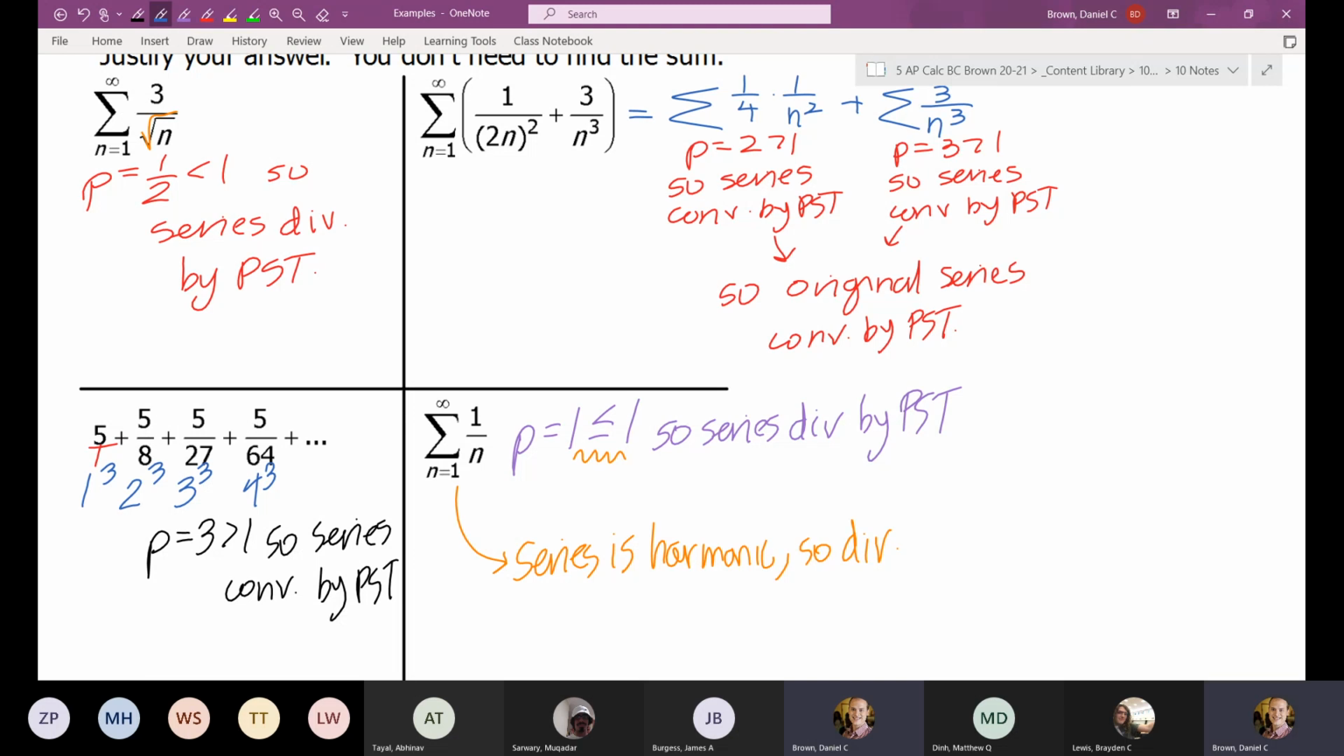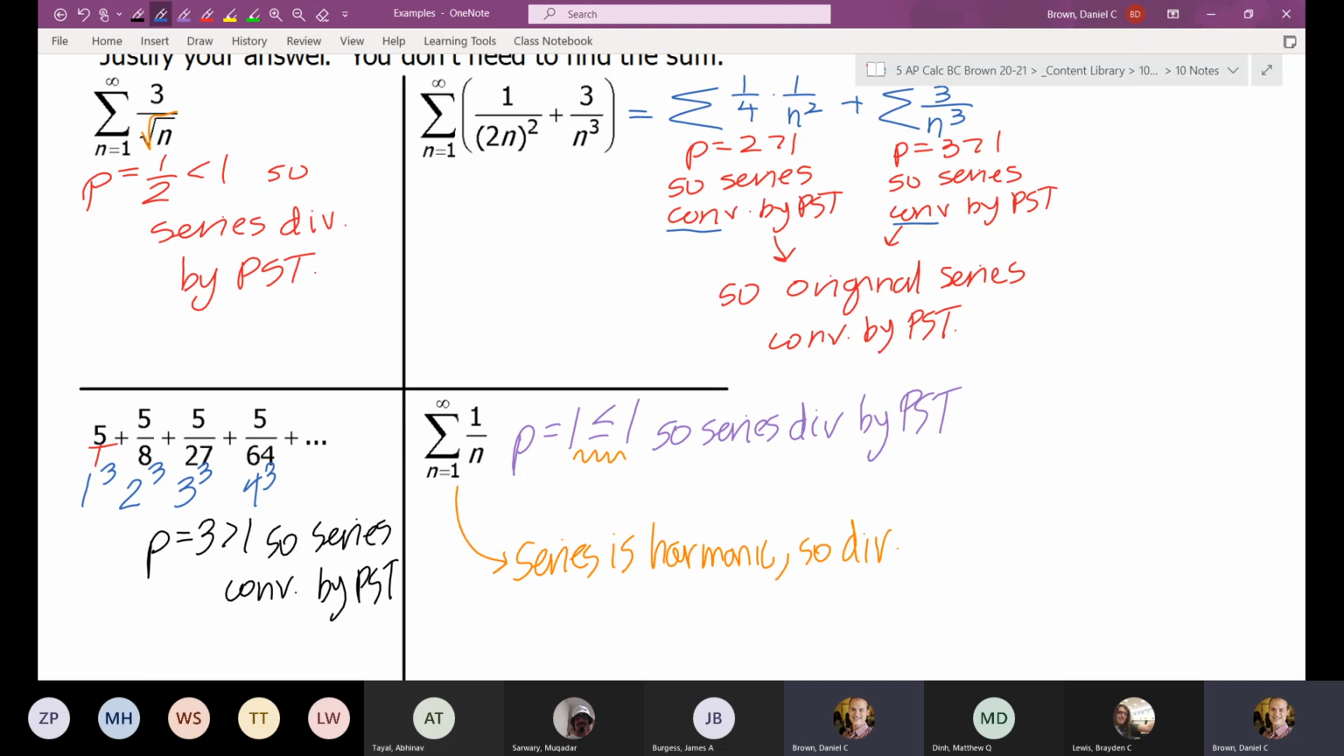The second one, you would want to rewrite and consider those two series separately. The first one, p is 2, which is greater than 1, so that first series is converging. P is equal to 3, so the second series is also converging by the p-series test. Therefore, if both of them are converging, then the original series is also going to converge.